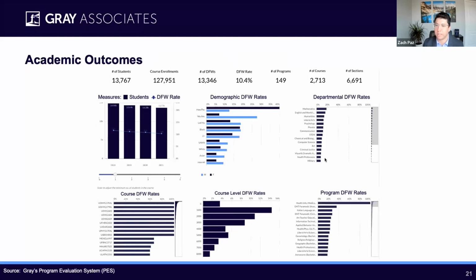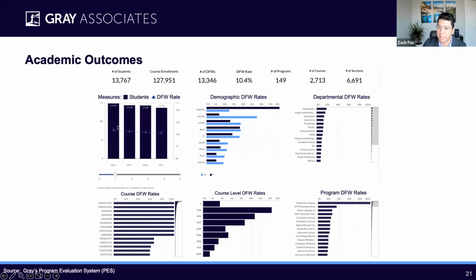You can also use the same information from a student perspective to understand academic outcomes. You want to increase your academic outcomes for your students. Being able to calculate this on many different dimensions can help you identify where you might want to focus your resources. So here's an example of looking at DFW rates from an overall perspective across the institution.